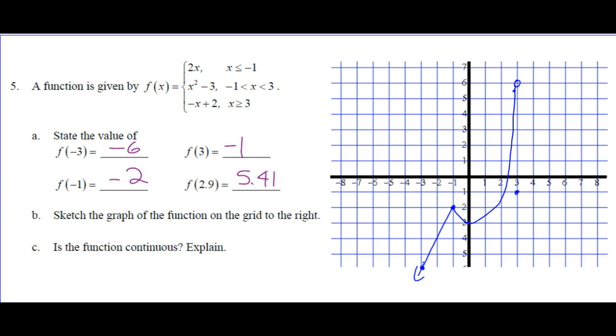And then here, this is just -x plus 2, which is just going to be a straight line down, right? Slope of -1. And there we go, straight line. So at 3, we have this point is not included, but this is the point where. So is this function continuous? No. Why not?